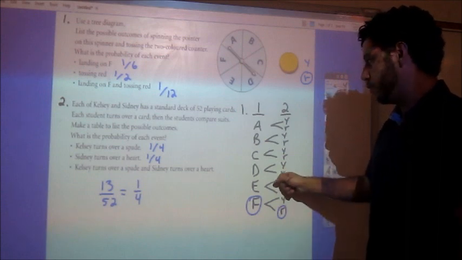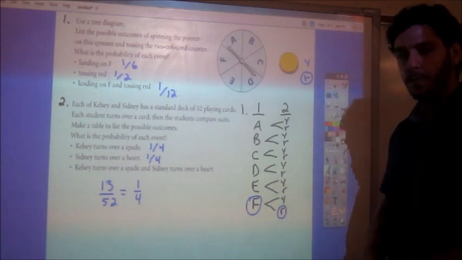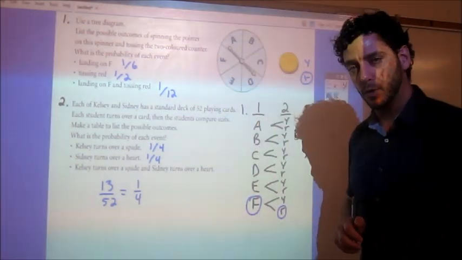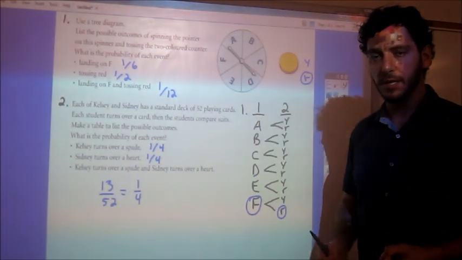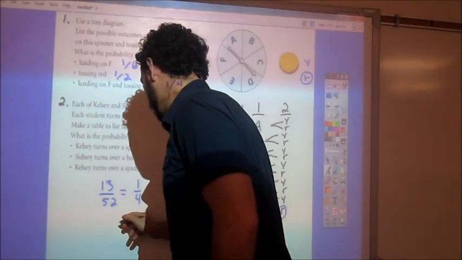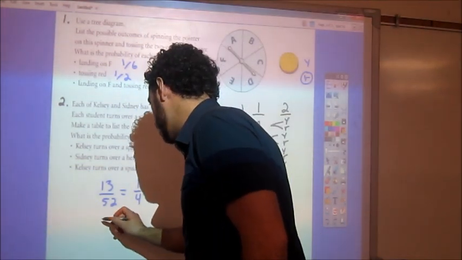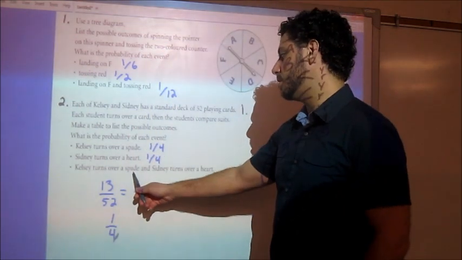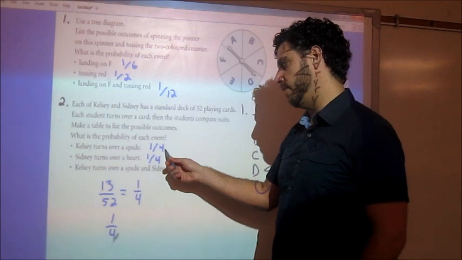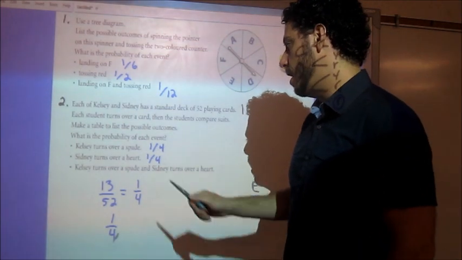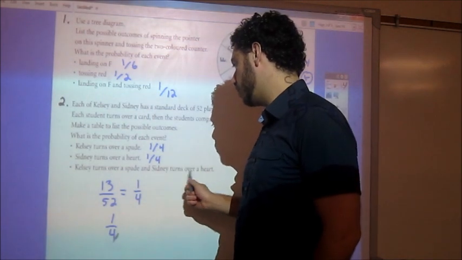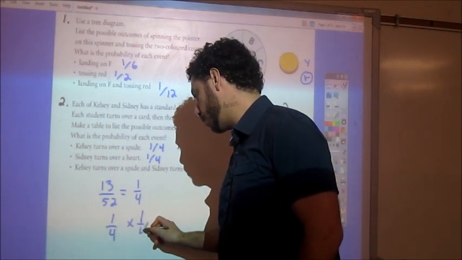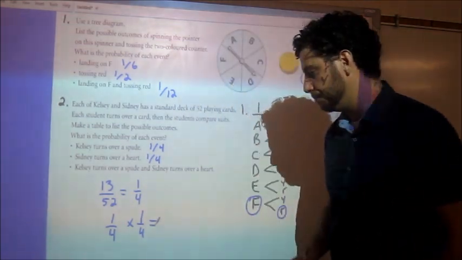Now, we could use a tree diagram to solve this problem, or we could take the probability of each one of these events happening on their own and multiply them together. So let's do that. Let's take the probability of Kelsey turning over a spade, which we said was 1 out of every 4, or 1/4, and the probability of Sydney turning over a heart, which we also said was 1/4. And we're going to multiply those 2 probabilities together.